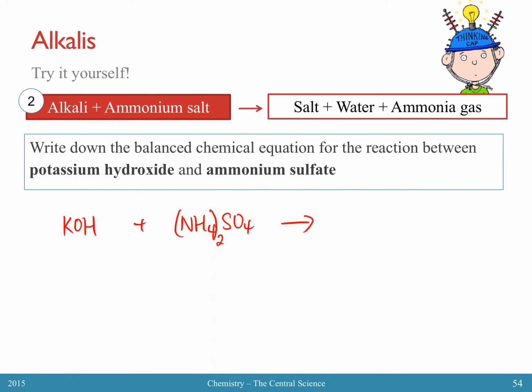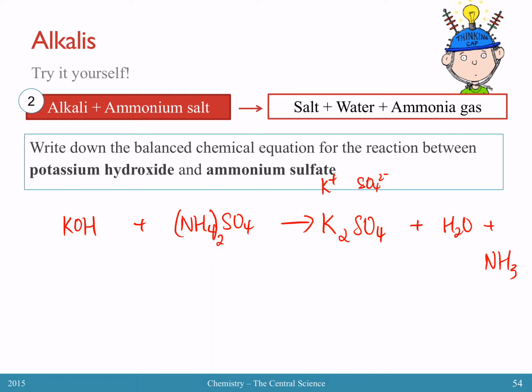Gives me, my cation comes from my base, so it's K. My anion comes from the ammonium salt, so it's sulfate. This is 2 minus, this is plus, so I must have 2 of it. It comes from K plus, SO4 2 minus. Plus water and ammonia gas.